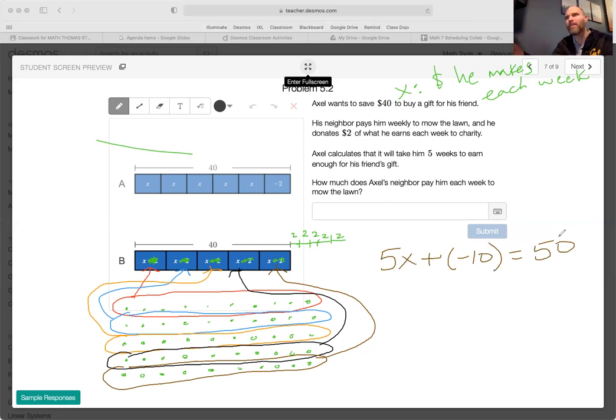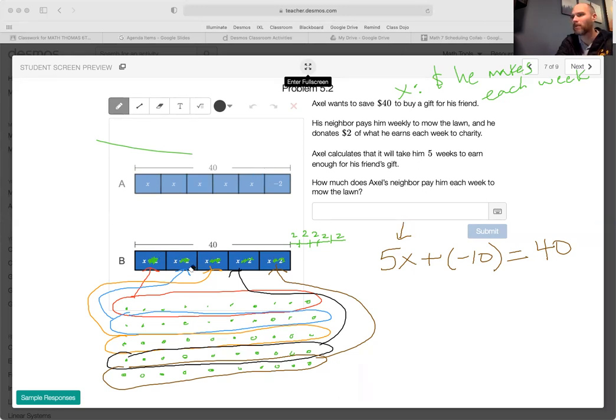Oh, look at this other mistake I made. Wow, I'm messing up. I wrote equals 50. 50 was the number I got when I canceled out all his charity donations, but I haven't done that yet. I need to write this in a way that matches the tape diagram here. And so this is 5x plus -10 equals 40, right? All I did was take the 5 x's from the boxes, 1, 2, 3, 4, 5. That's where I get 5x. And then each one of these had a -2 in them.